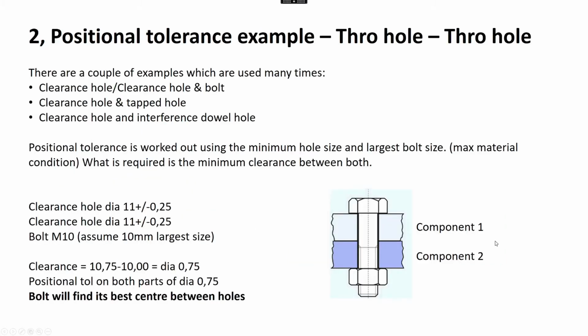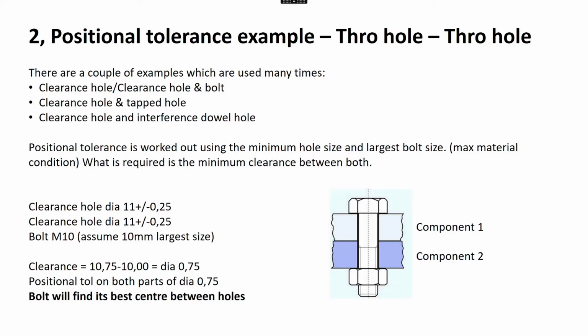The couple of scenarios that usually come up are a clearance hole and a clearance hole with a bolt, which is quite a normal scenario and probably the easiest one to work out. Then there's a clearance hole and a tapped hole, and a clearance hole and an interference dowel hole. They're the ones that come up all the time, and they're the ones we're going to look at. The positional tolerance is worked out using the minimum hole size and the largest bolt size, so the max material condition. What is required is the minimum clearance between both, and that's what we're after.